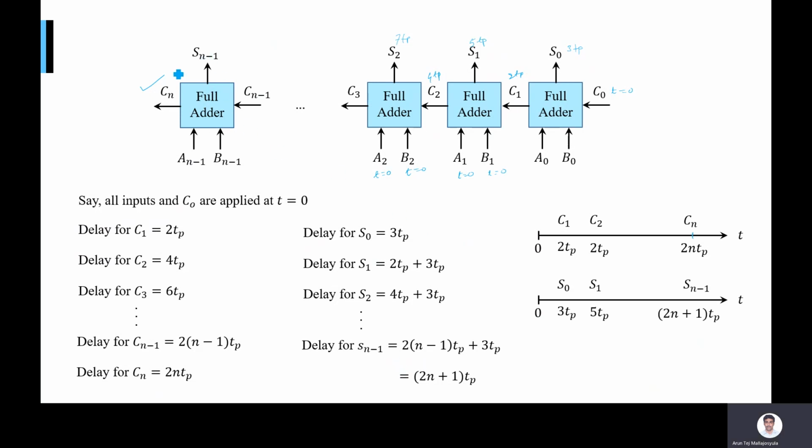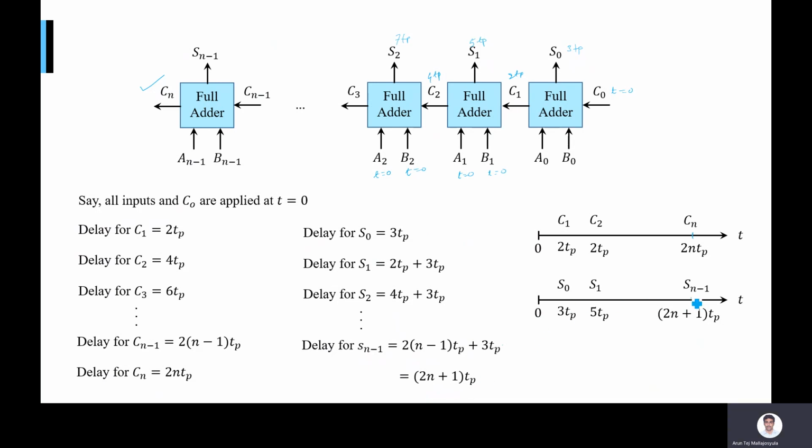You don't have n here. I mean, Cn is there, but Sn is not there. You're ending at Sn minus 1, right? Because you're starting from 0, S0, S1, S2, and so for n bits, you will have 0 to n minus 1. So for the Sn minus 1, the delay will be 2 times. You can easily write from this sequence 2 times n minus 1 TP plus 3 TP, which is equal to 2n plus 1 TP. Okay, so this is the timeline for sum.